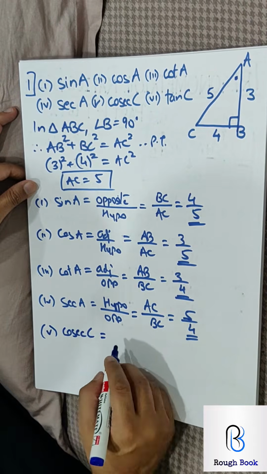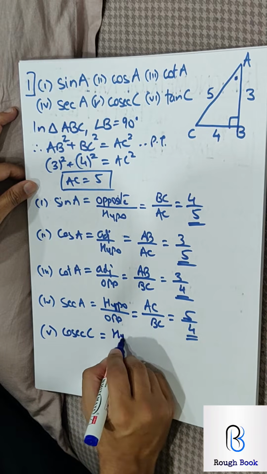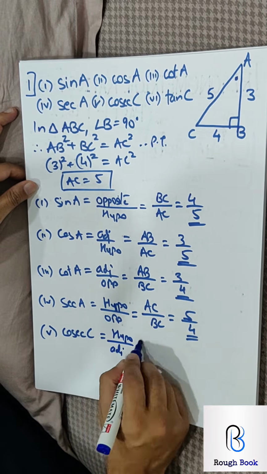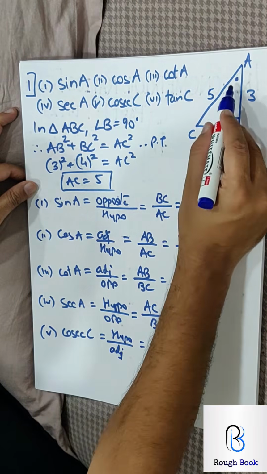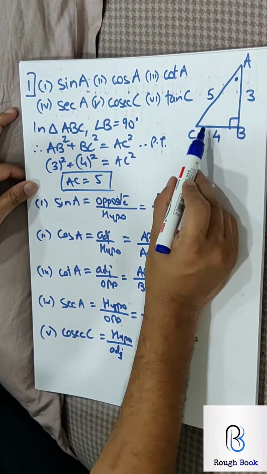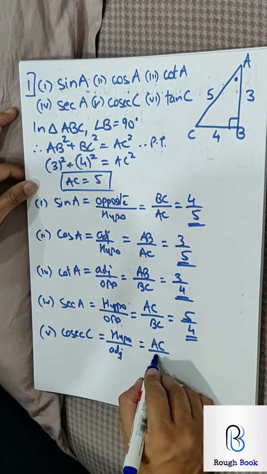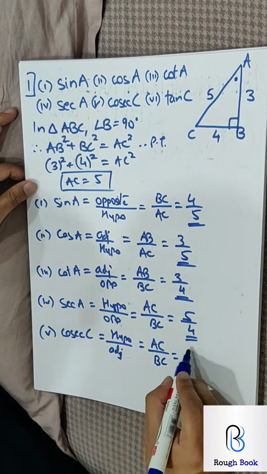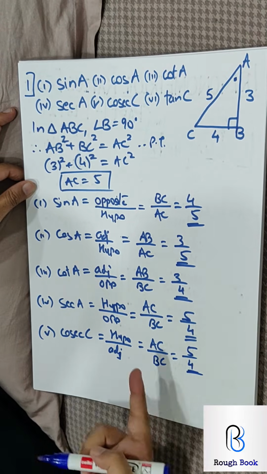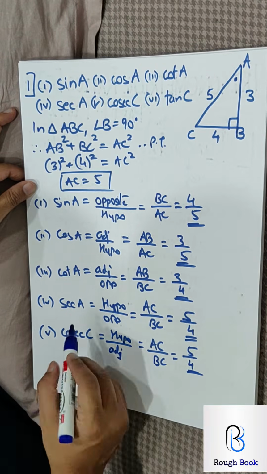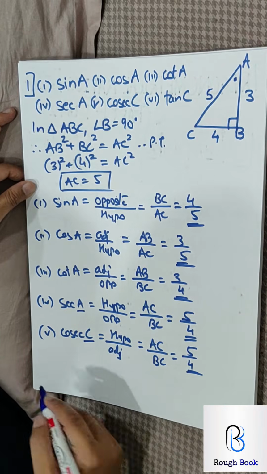Cosec C. Stop laughing. Cosec C is hypotenuse upon opposite. So hypotenuse is AC and opposite for C is AB. Not for A anymore. So C adjacent is BC. So can you see we got both of them same? Why did we get sec and cosec same? It's not because sec and cosec are same. It's because the angle is changed, okay?